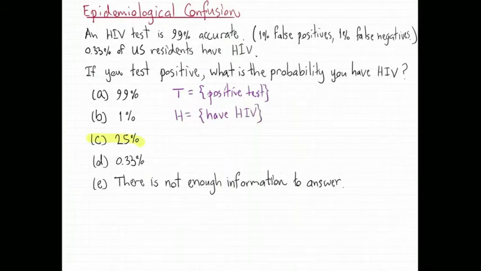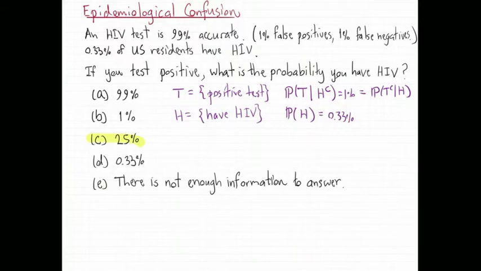And what is the information we're given? We're told that the chance of a false positive is 1%. That means the probability that the test is positive, given that you do not have HIV, given H complement, is 1%. And similarly, the probability that you test negative, given that you have the disease, is 1%. And then the other piece of information we're given is that the overall chance in the population that you have HIV is 0.33%.